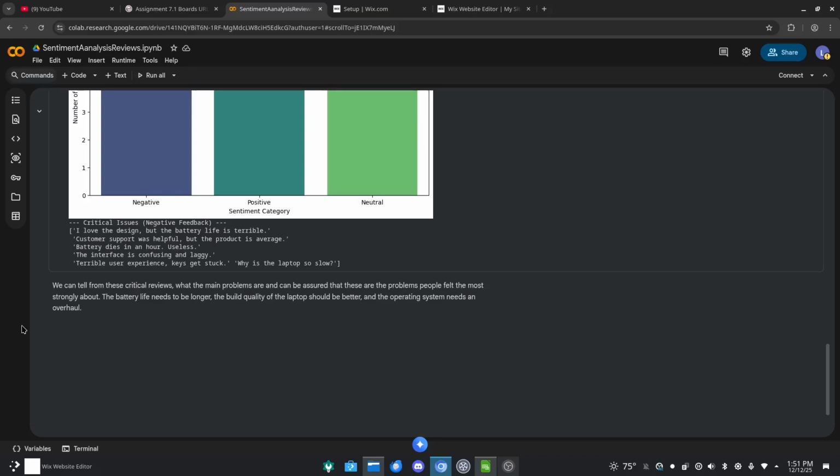So my considerations, my helpful comments, would be: the battery life needs to be longer. The build quality of the laptop should be better. And then the operating system needs an overhaul. It needs to have a completely new operating system, I would recommend, or just a big update to the OS.